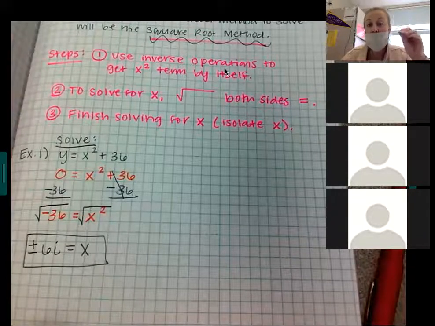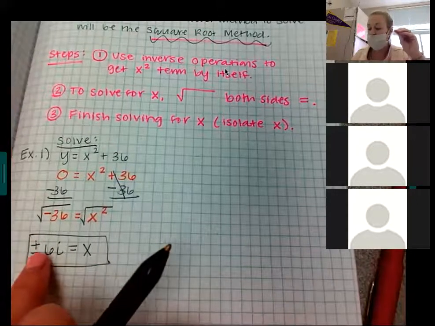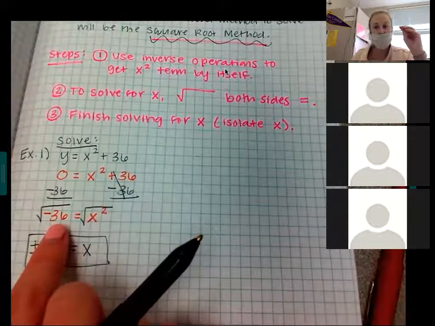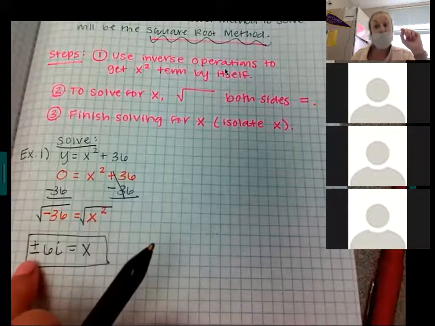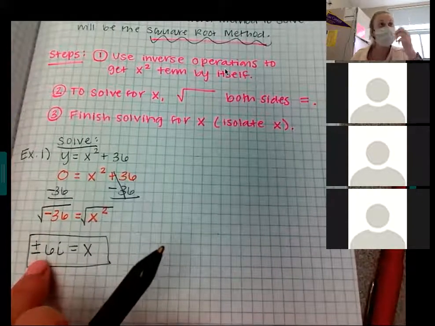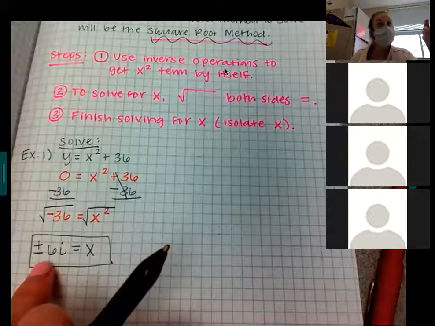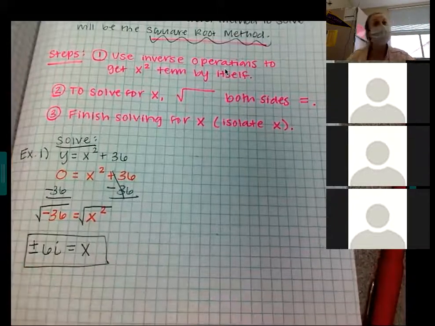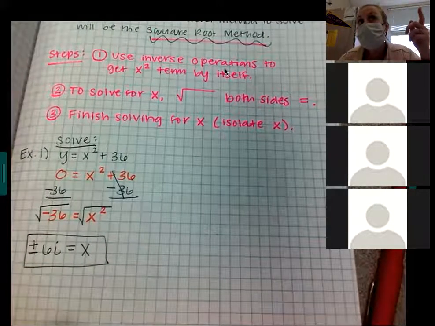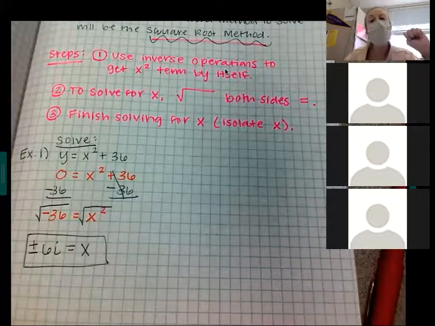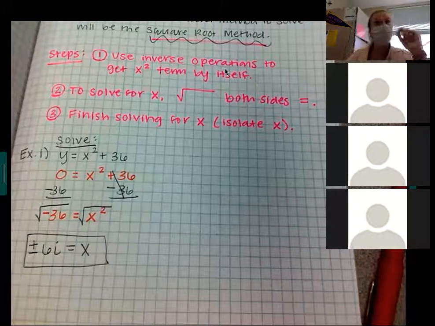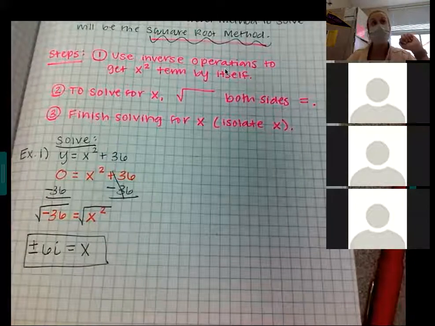So I know there might be some confusion, but don't y'all agree positive 6 times positive 6 is 36? And so is negative 6 times negative 6. That's also 36. So it can be either one. Anytime you take a square root, you need that plus or minus because it could be positive or negative.